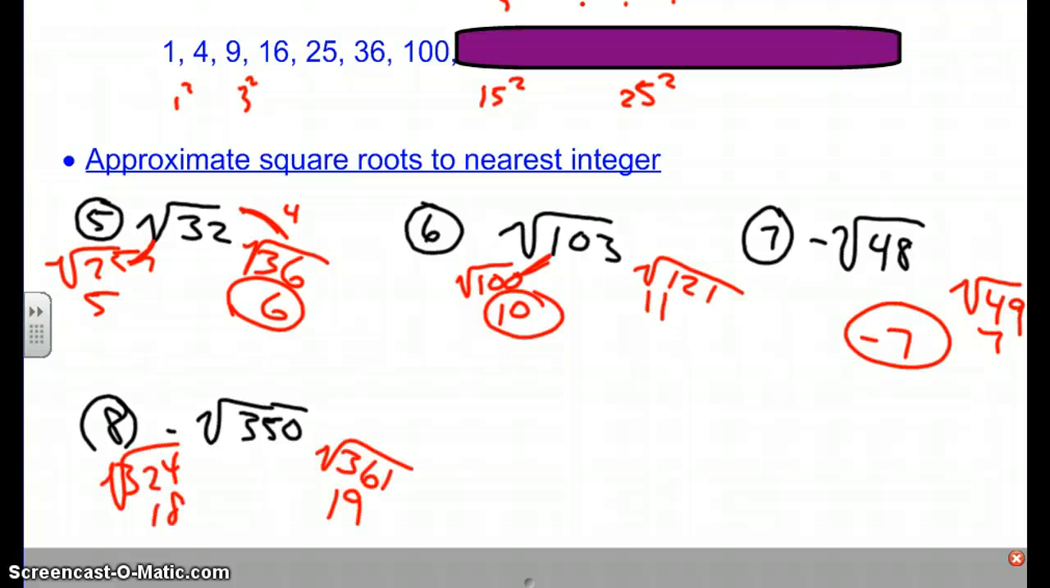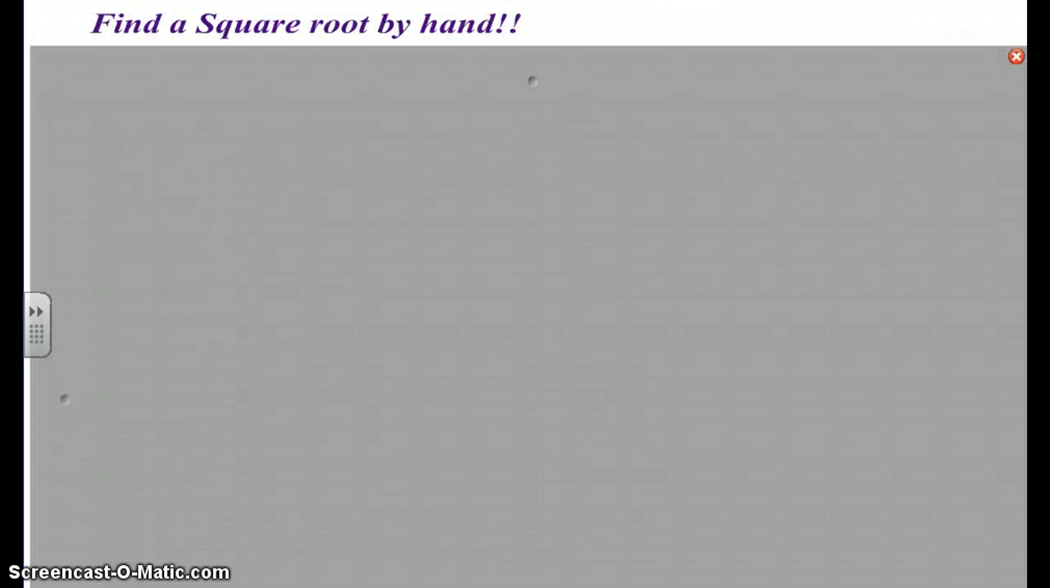So we've located the perfect squares that this falls between, and the question is it closer to the square root of 361 or the square root of 324? And the answer is? 361. Okay, so because of the negative in front, we're going to make this integer negative 19, right? We're going to walk through actually finding the square root by hand, like we did last year, right? And for the most part, you're only going to be asked to do what we were just doing, finding the closest integer. But every once in a while, you want to be able to find the closest square root to maybe the 10th place, okay?